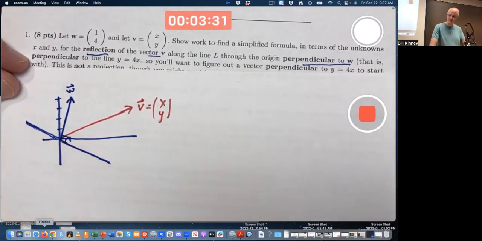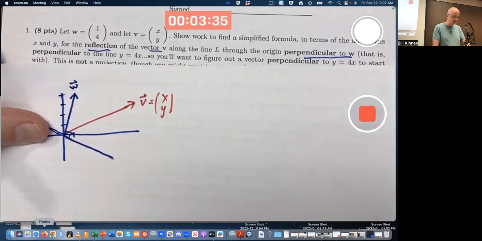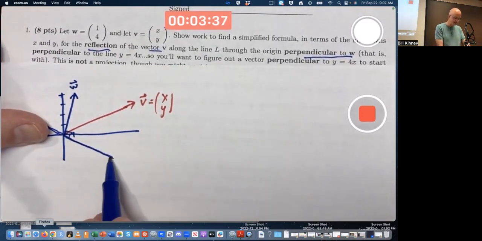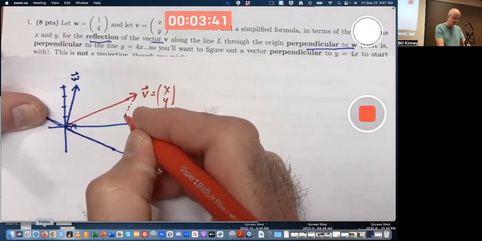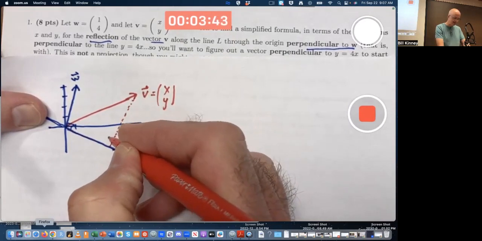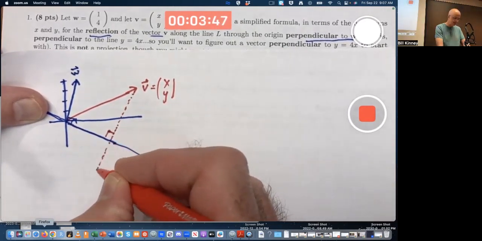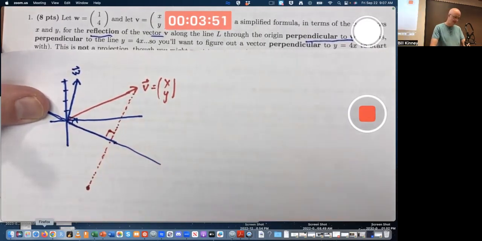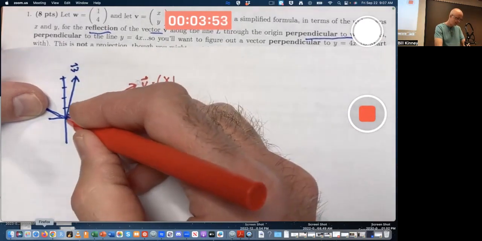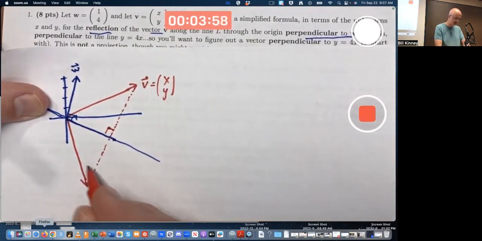That's the line we want to reflect V across. So you need to look up what reflection means. It means draw a perpendicular like that. That looks a little bit better for perpendicular. And then continue it the same distance on the other side. And so the reflection we're after, if V looks like this, is going to look about like this.